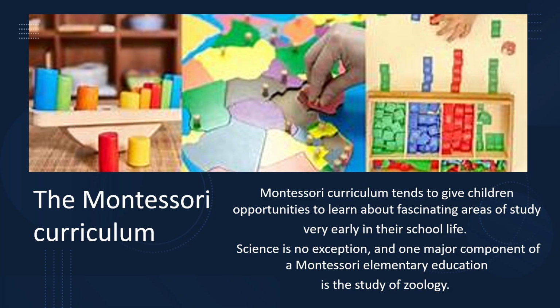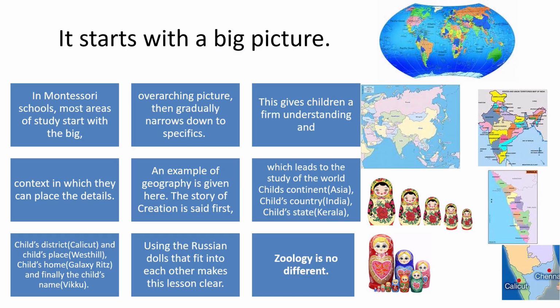The Montessori curriculum tends to give children opportunities to learn about fascinating areas of study very early in their school life. Science is no exception, and one major component of a Montessori elementary education is the study of zoology. It starts with a big picture. In Montessori schools, most areas of study start with the big overarching picture, then gradually narrow down to specifics. This gives children a firm understanding and context in which they can place the details.